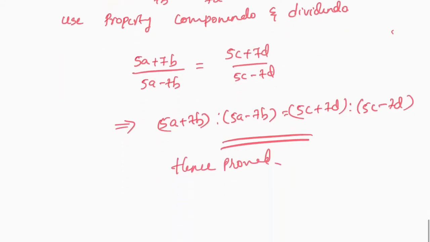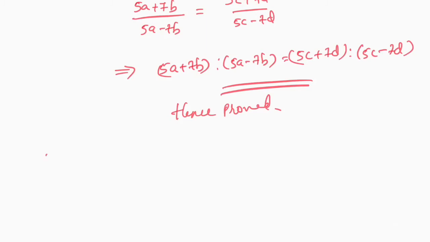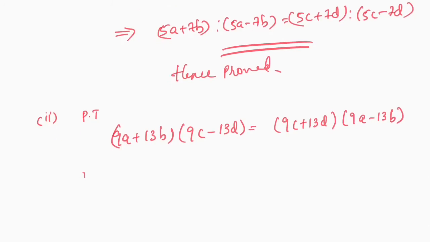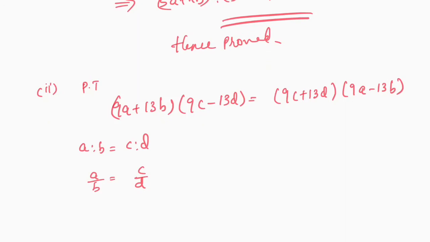Okay, now we need to get the next one. Second sub question: you need to prove that 9A plus 13B into 9C minus 13D equal to 9C plus 13D into 9A minus 13B. It's given as A is to B equal to C is to D. Same thing is given, so A by B equal to C by D you have. Now what do you have with 9? A and C you have 9, and B and D you have 13. So what do I need to do?